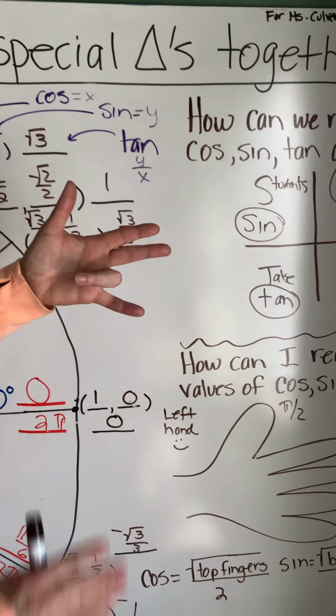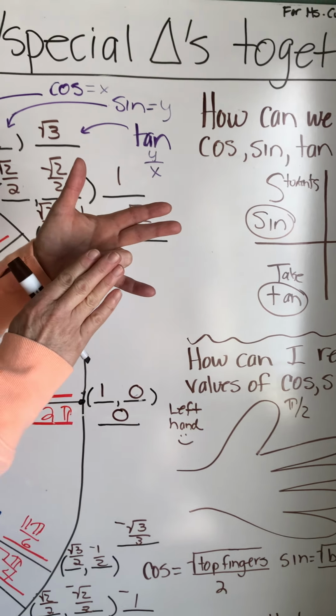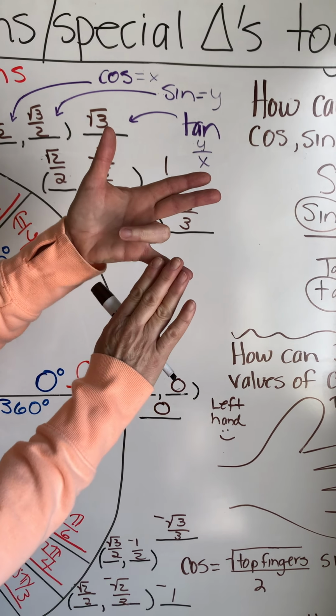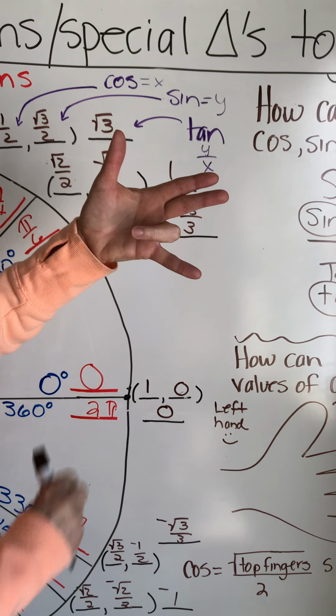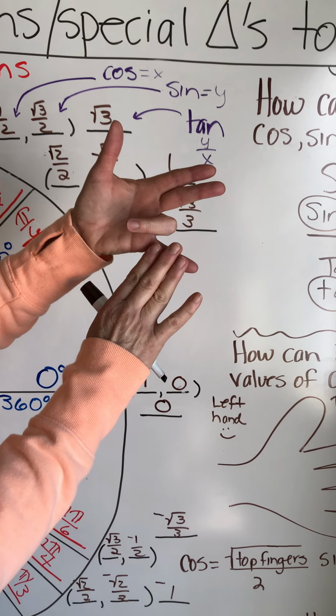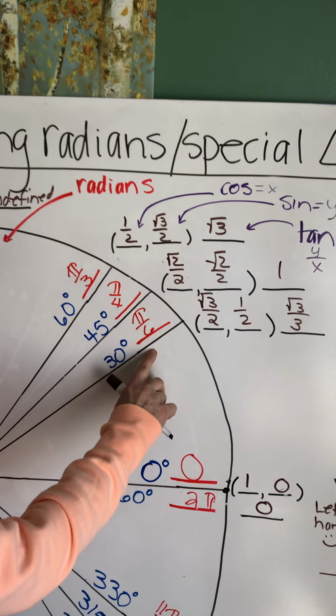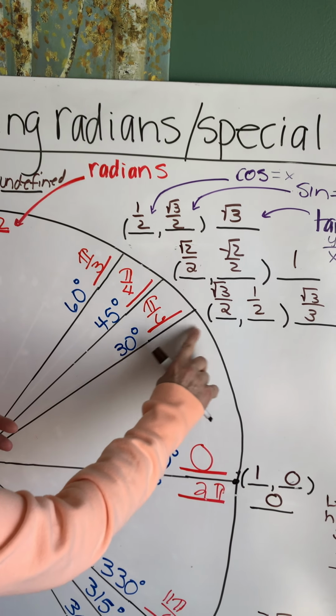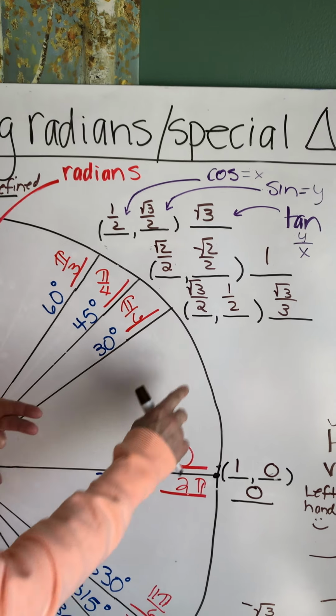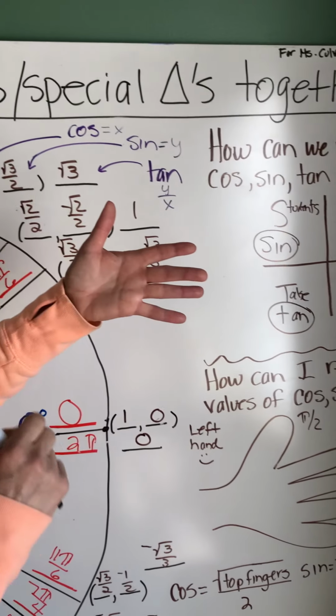Take a look. Let's go back. Sine of pi over 6 is the square root of the bottom fingers divided by 2. The square root of 1 is 1, divided by 2 is 1/2. Take a look at this. Sine of pi over 6 is 1/2. Isn't that cool? Let's do our pi over 4, or 45.